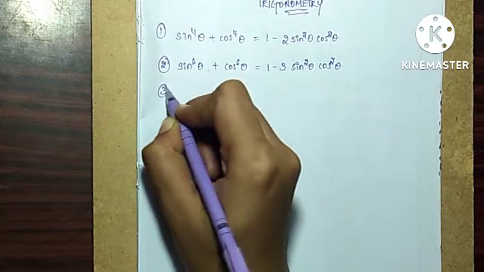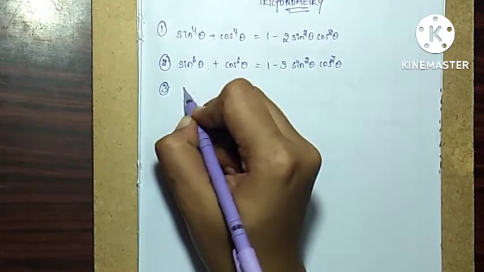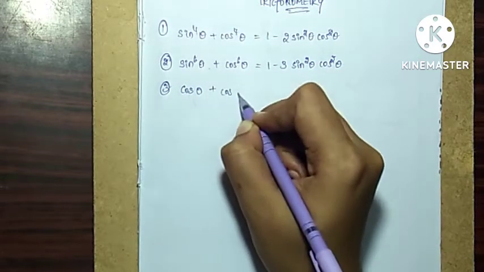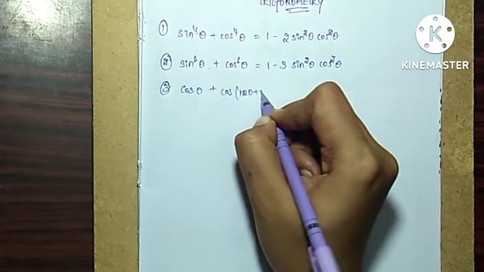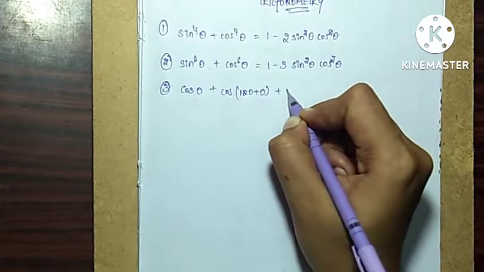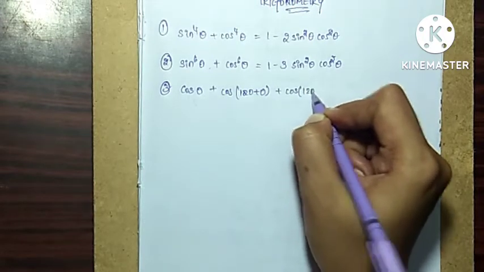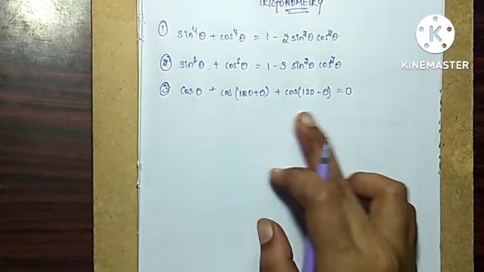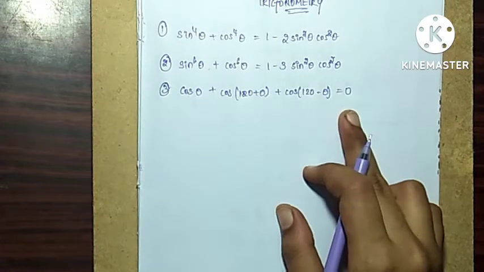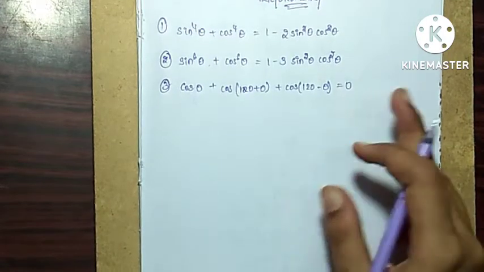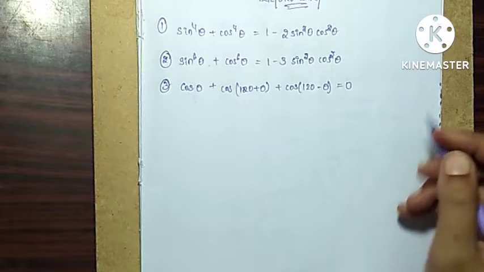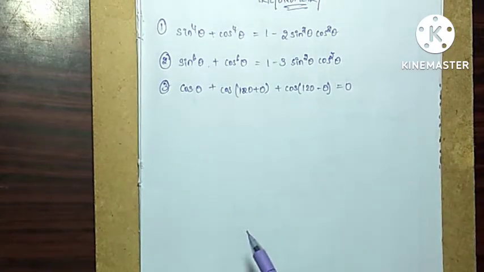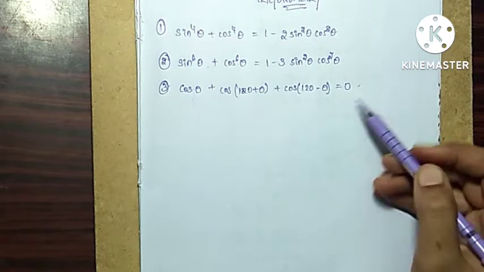Now our third formula is cos theta + cos(120 + theta) + cos(120 - theta) = 0. This is not really a formula, it is a form we have to remember to solve. When we solve a problem and at the end get this expression, we can easily write it equals 0. In this way it is very much useful.